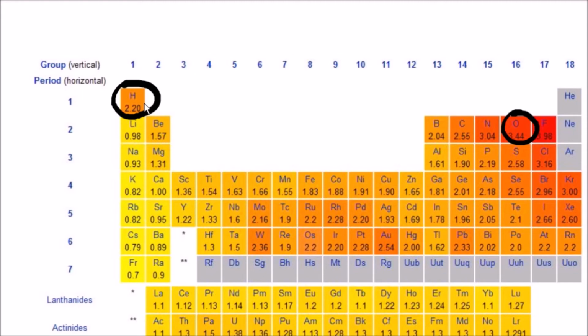Now, let's go back to the concept of a covalent bond. We said that the electrons are being shared, right? But do those sharings need to be happening equally? No, they don't have to be happening equally. Now, we see that hydrogen has a lower electronegativity value. It doesn't really want that extra electron as badly as oxygen does. Oxygen really wants the extra electron.